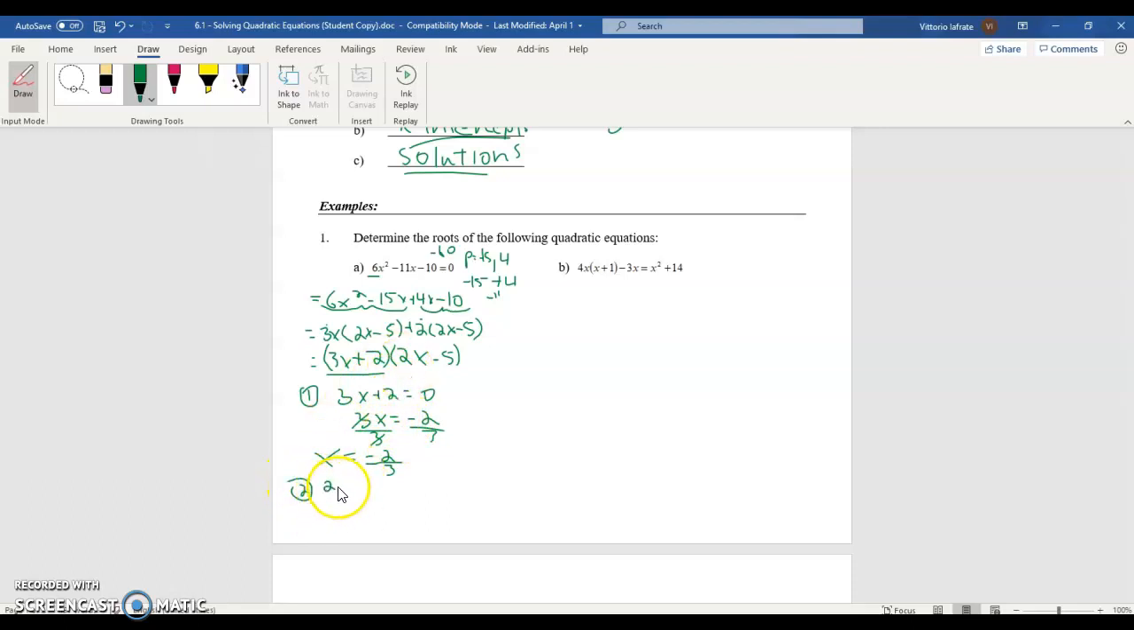So we're going to have 2x minus 5, and we have to find when that is equal to 0. And same idea, we have 2x is equal to 5. We can divide that by 2. Divide this by 2 here. And so we get x is equal to 5 over 2. So this is another solution over here as well. So our two solutions are negative 2/3 and 5 over 2.